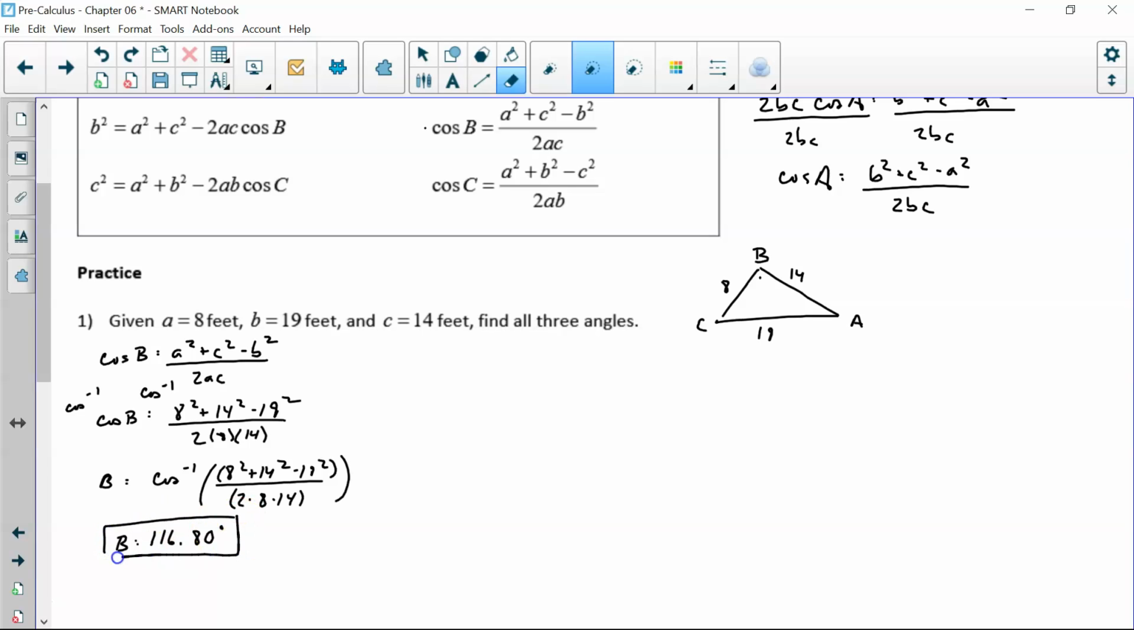Now, let's find another angle. We're not going to go through that law of cosines again. We can use the law of sines now. So let's find angle A. Let's use a over the sine of A equals b over the sine of B. We don't know the measure of angle A, so let's go 8 over the sine of A equals b, which is 19 over the sine of 116.8.